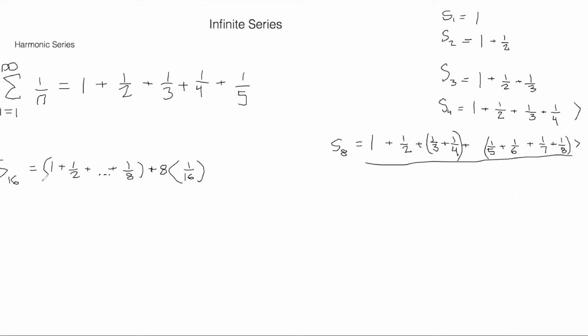So we already know that this part right here, starting with 1/1, ending with 1/8, that finite sum is greater than 5/2. So that means this part's going to be greater than 5/2 plus whatever this ends up being. So this 8/16 is just going to be another multiple of 1/2. So this whole thing is going to be greater than 5/2 plus 1/2, which is just going to be 3. So S sub 16 is greater than 3.